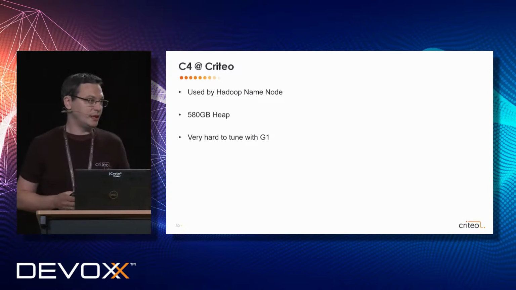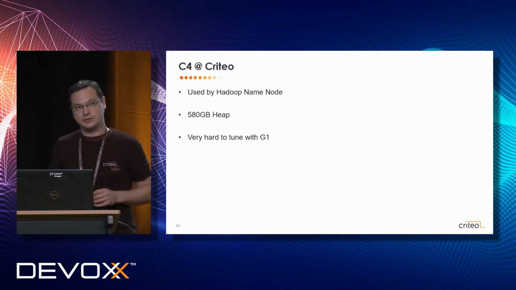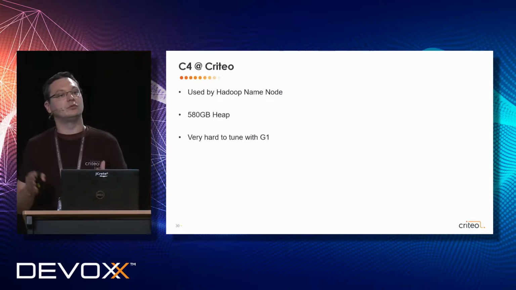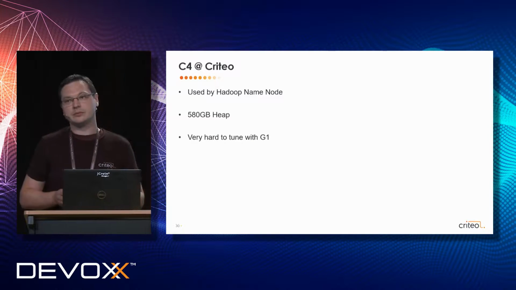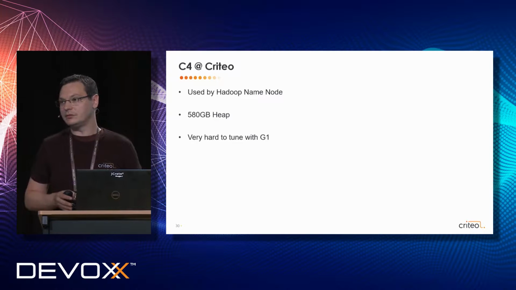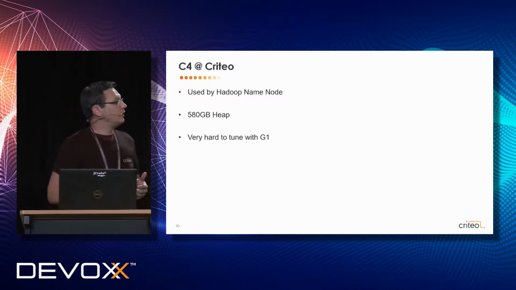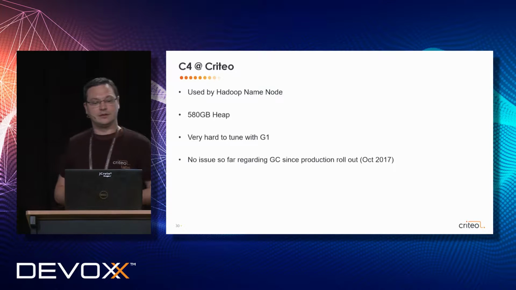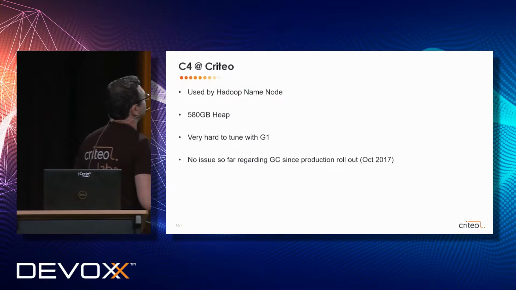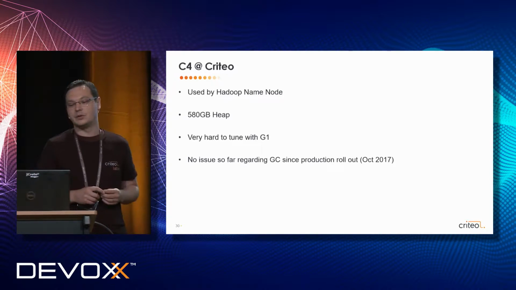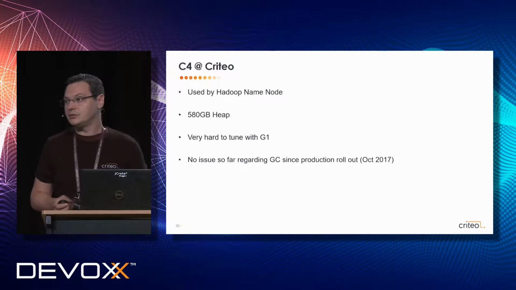So we started on JDK 8 with G1, and it was very, very hard to tune because at some point G1 will fall back to a full GC, and on JDK 8 it's single-threaded. With this kind of heap, it's like 30 minutes when we have a full GC. So it's completely a showstopper for us. So we tried Azul C4, the algorithm that we saw. And since the rollout in production in October 2017, no GC issue since then.